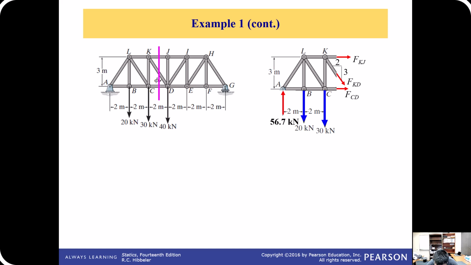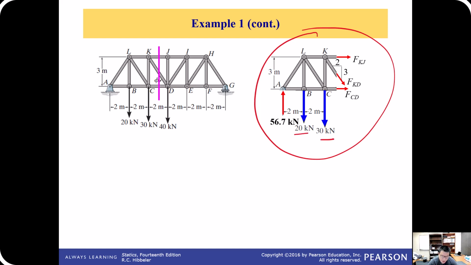Because the Ax is 0, we are not putting the Ax on this figure. We have Ay, 56.7, and the forces on points B and C respectively. So we have three unknowns, FKG, FKD, and FCD. And for the left piece, we also have three equations of equilibrium, which means we can solve this problem.